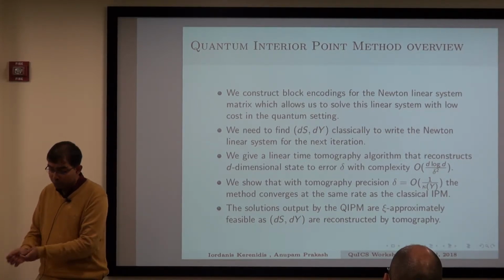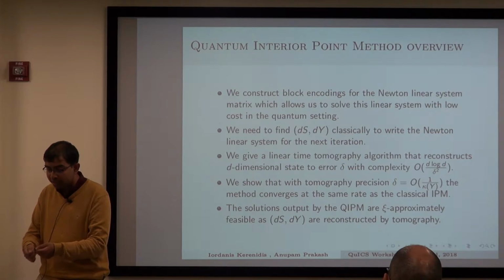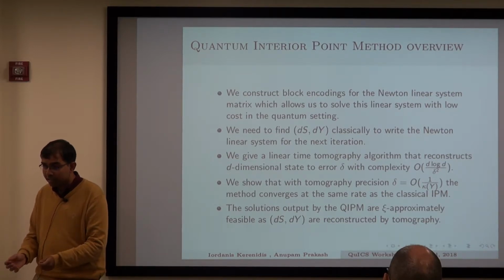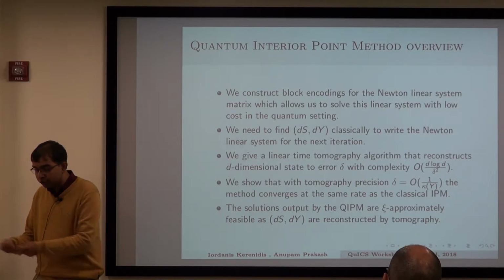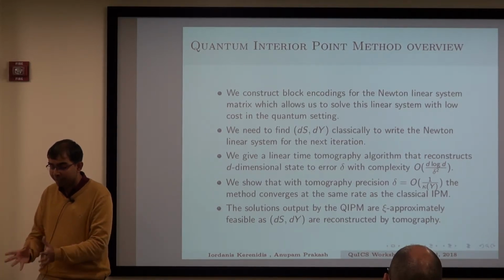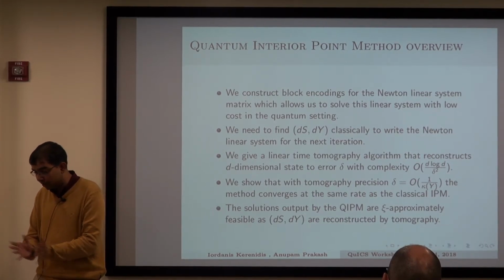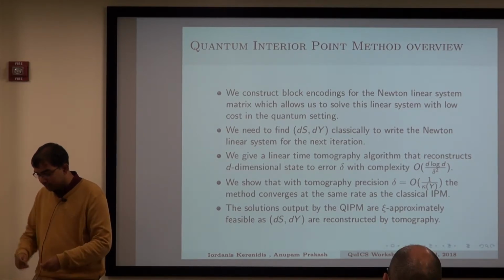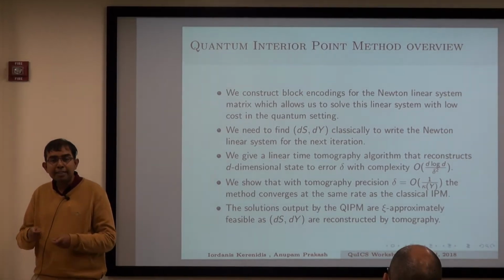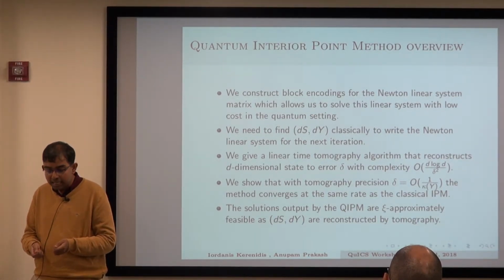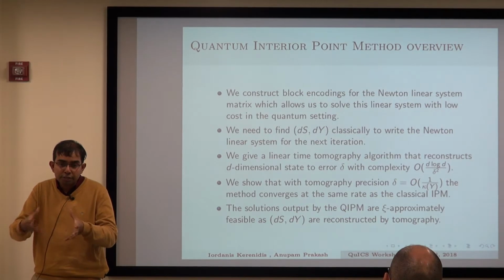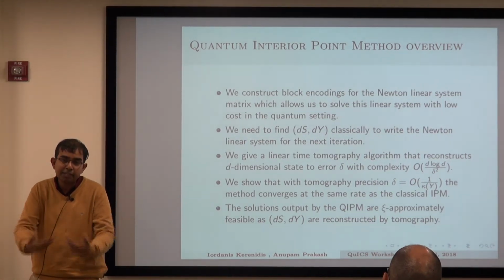So we give a linear time tomography algorithm that is able to reconstruct a d-dimensional state with error delta in the L2 norm, with complexity d log d over delta squared. This is not a pure state tomography algorithm, but it's specialized to vector states, and it's almost the best complexity one could hope for in this setting. Specialized to what? To vector states, the states with real amplitudes, and it also assumes that you have a unitary that prepares the state for you, for example, the linear system solver.